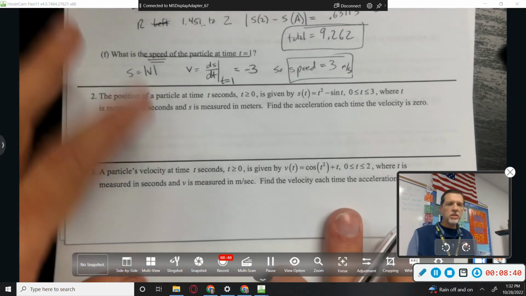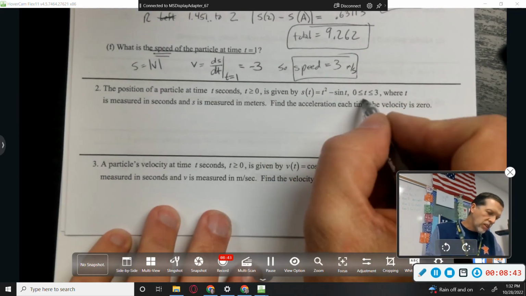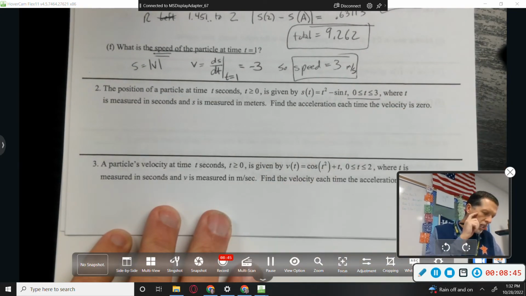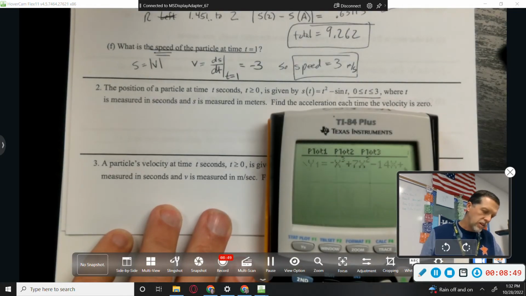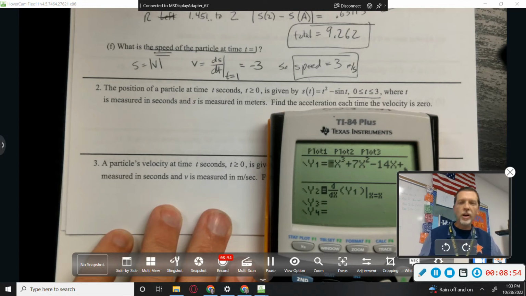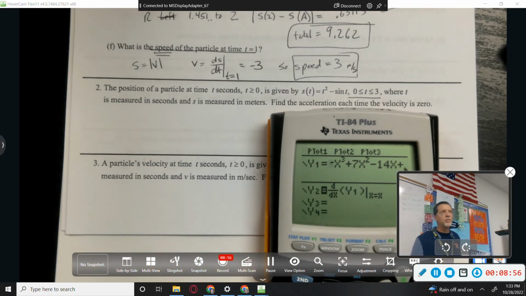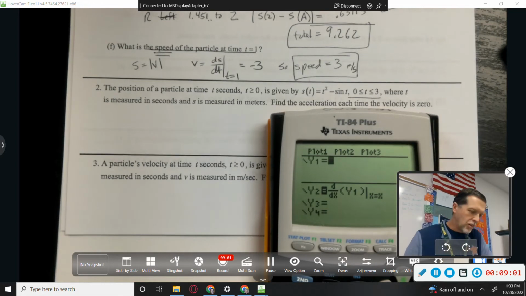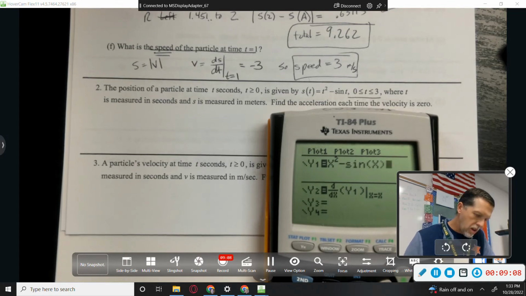Position of a particle is given by this equation from 0 to 3. Find the acceleration each time the velocity is 0. So go to y equals. Oh, you know what? I almost erased everything, but I think I want y2 to be the same, because y2 just says take the derivative of y1. So I'm going to clear out y1 and put in my new y1.